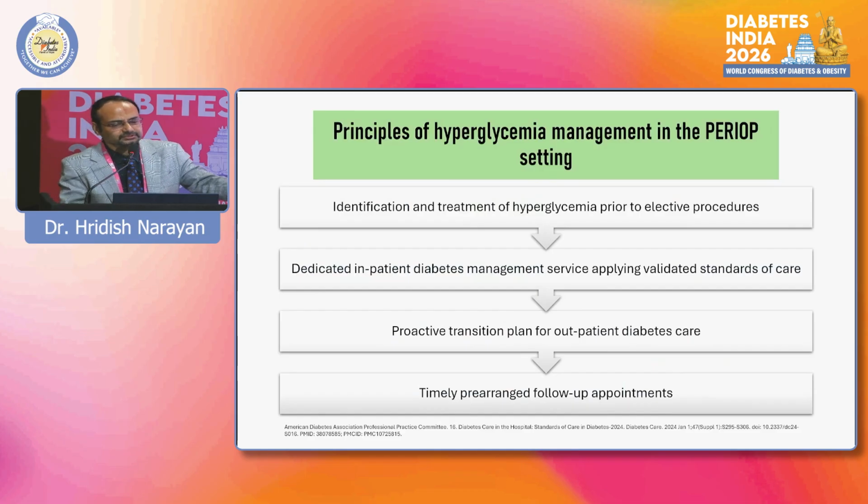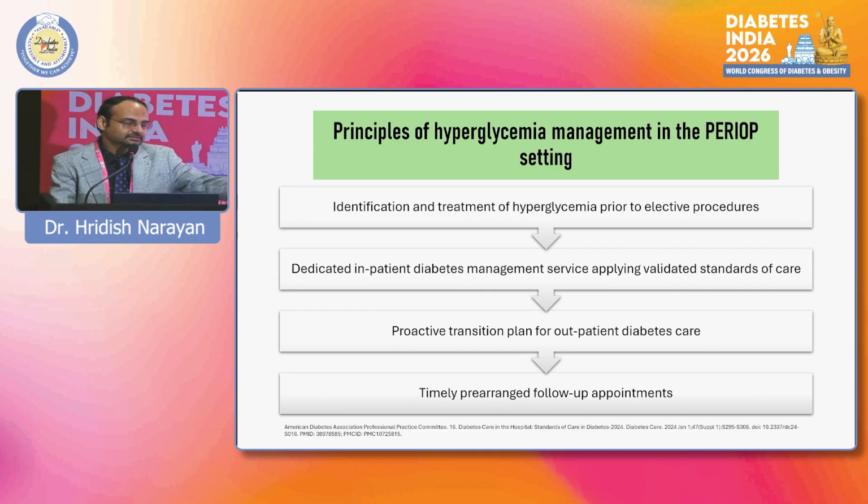Now, in the peri-op setting, what do we do? Identification and treatment of hyperglycemia prior to elective procedures. You are admitting the patient for a cholecystectomy. It's not an emergent thing. You are admitting for an eye surgery, though most of the time cataract surgery is now a daycare surgery. In those circumstances, you will obviously evaluate and try to bring down the HbA1c and achieve good control so that the optimal outcome can be achieved.